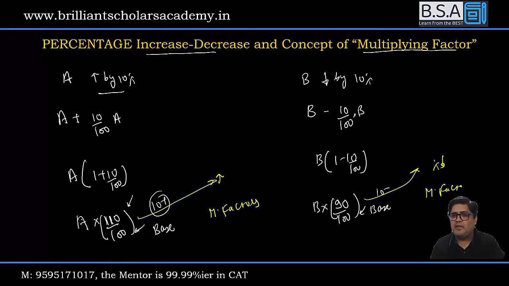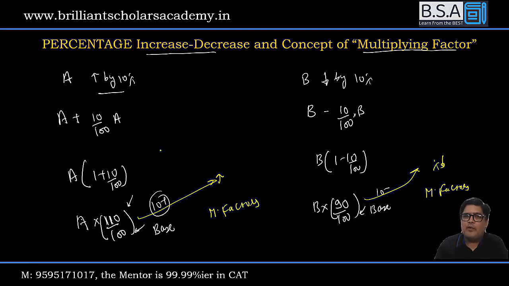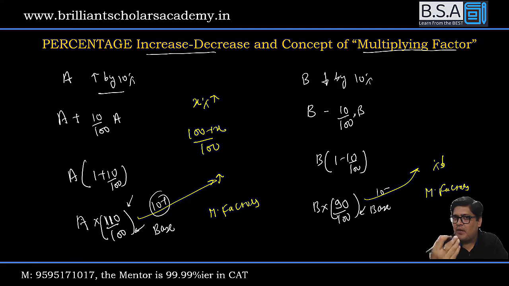Multiplying. It does not matter what is the value of A or B. Who is doing the job of increase? 110 upon 100. Who is doing the job of decrease? 90 upon 100. These are called multiplying factor. So how to remember this? Again, don't form unnecessary equation, it will confuse you. Whenever you want some percentage, you want X percentage more, you should write 100 plus X upon 100. रटना नहीं है, सीखना. On 100 there is more increase. You want Y percentage decrease, you must write 100 minus Y upon 100.